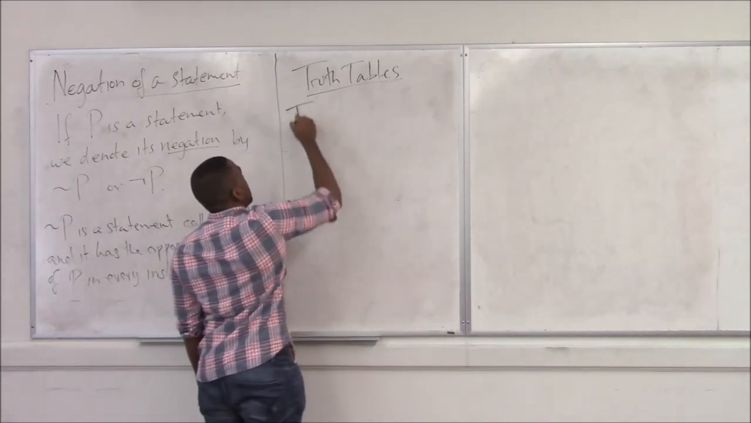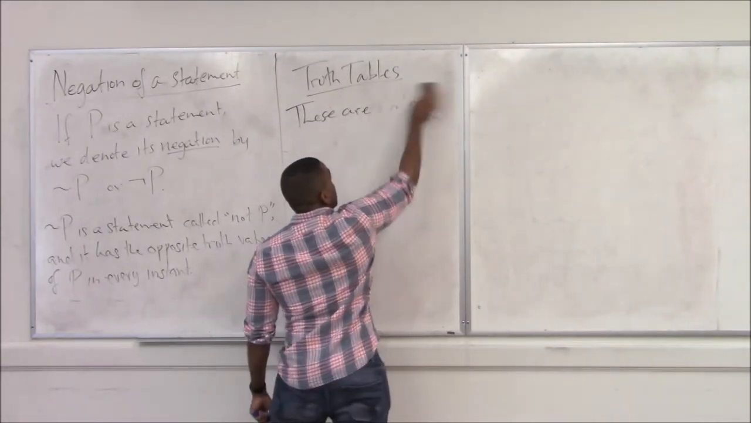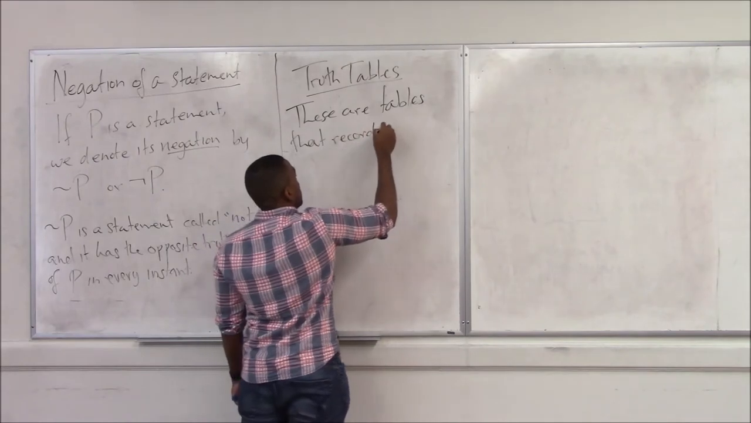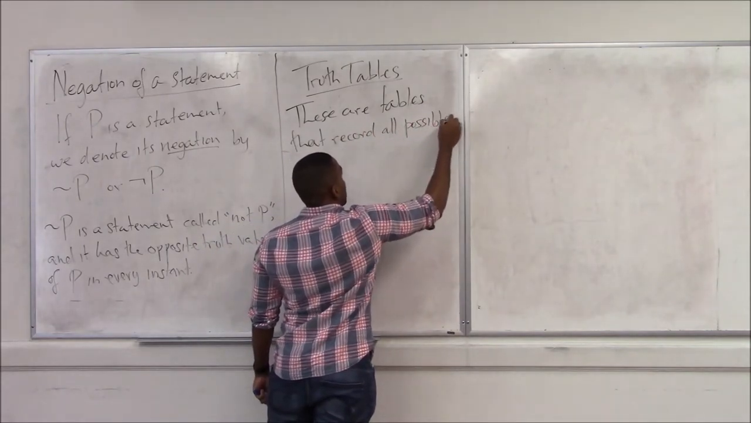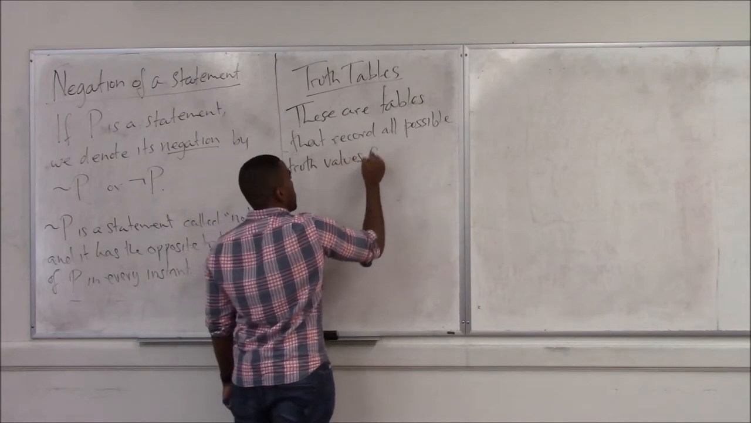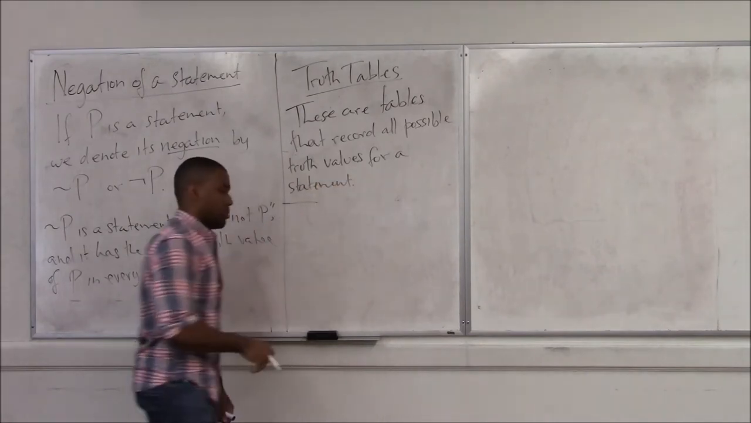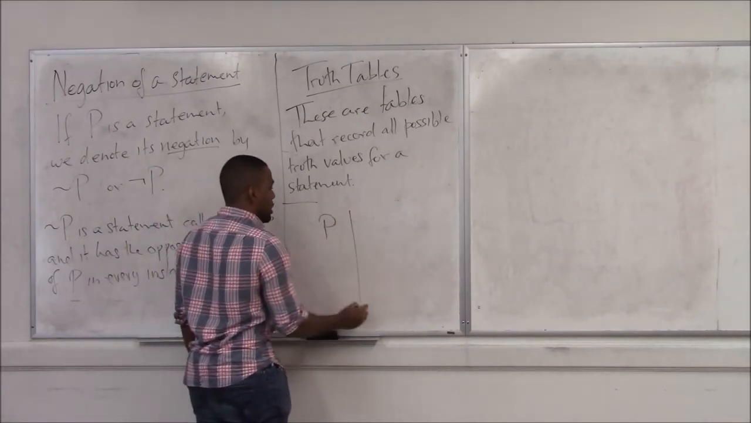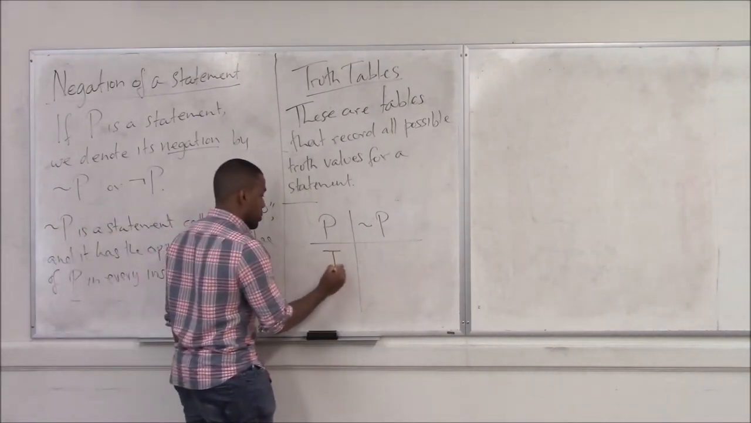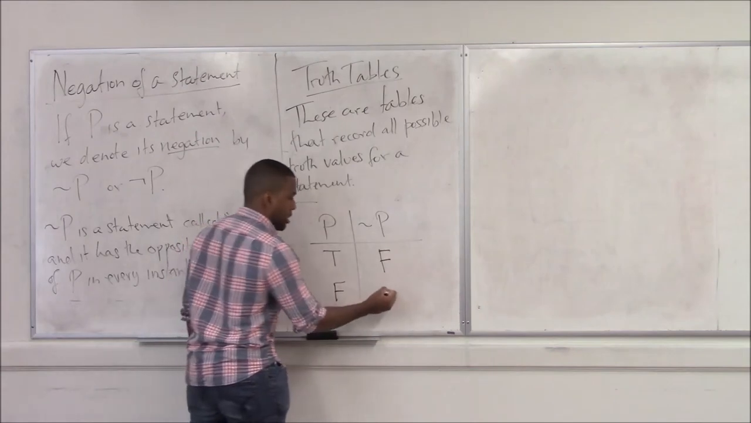Which we'll get more on that. These are tables that record all possible truth values for a statement. So for example, P is a statement and not P is a statement. P has two options by definition of what a statement is. It can be true or it can be false. And by the definition of what not P means, this would have to be false in that instance and it would have to be true in this instance.